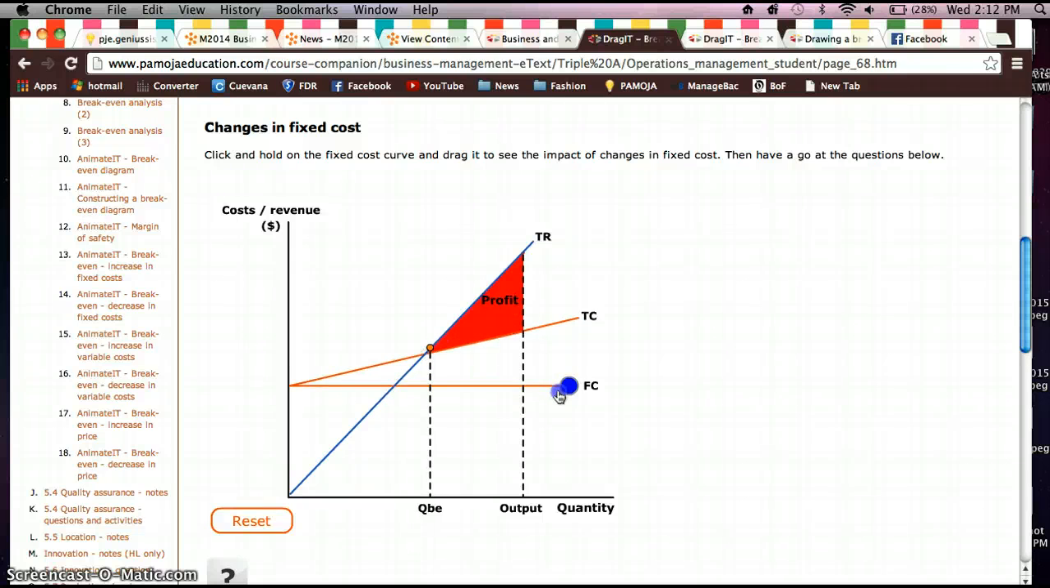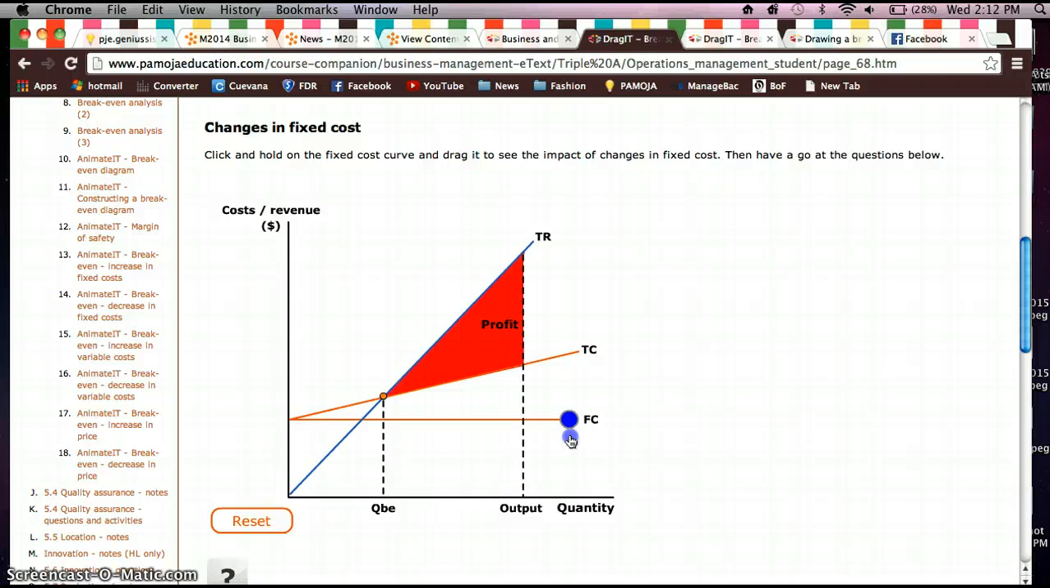When the fixed cost decreases, there's a bigger marginal safety, and the profit is increasing. So companies tend to reduce the fixed costs because this will increase their total revenues.